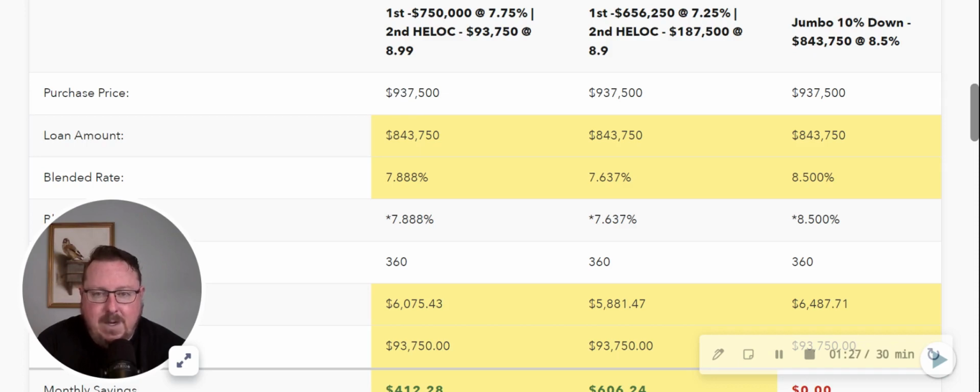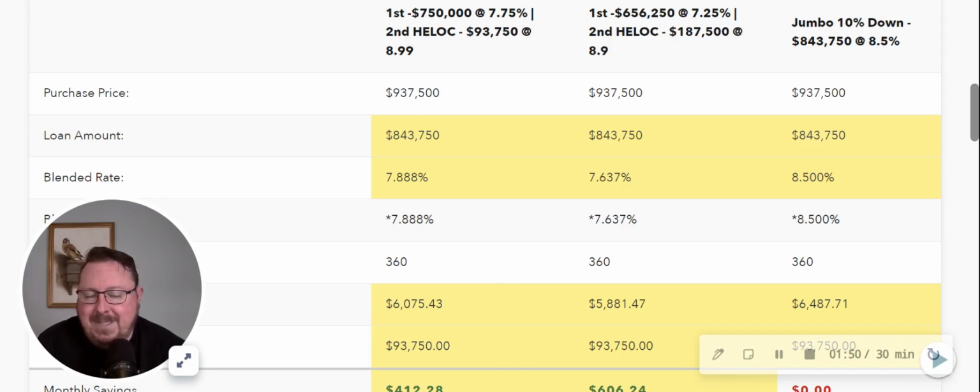So $843,750 is our combined loan amount with our first and second. And you can see in the first column here, a blended interest rate of 7.88%. The actual note rate on the first is 7.75%, and on the HELOC it's going to be 8.99%. So our monthly principal, interest, taxes, and insurance payment on this is going to be $6,075 per month.